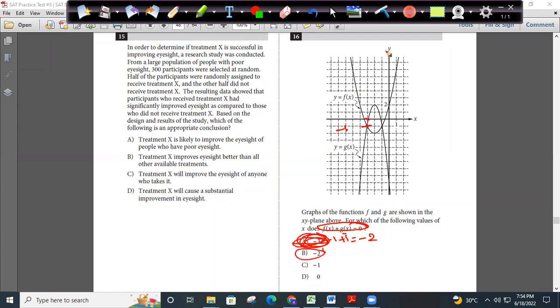Now -2. When x is equal to -2, g of x is 2, f of x is -2. 2 plus -2 is 0. So 100%, 1000%, B is the correct answer.